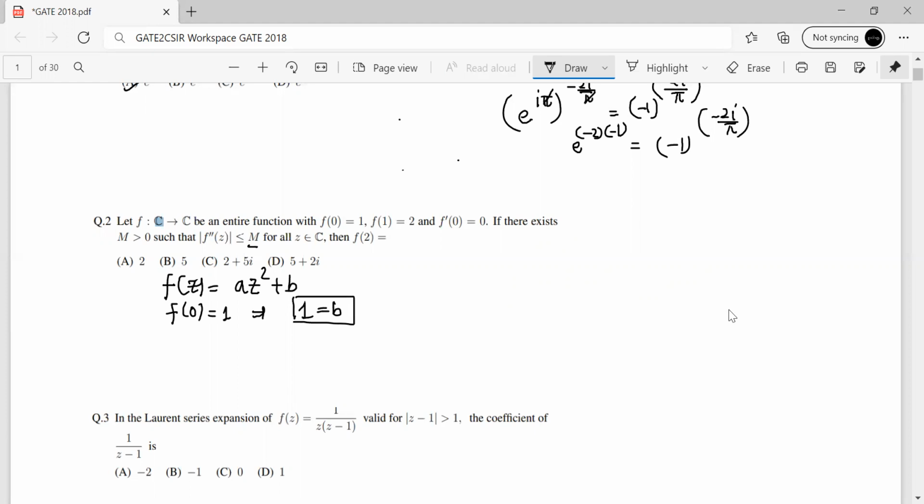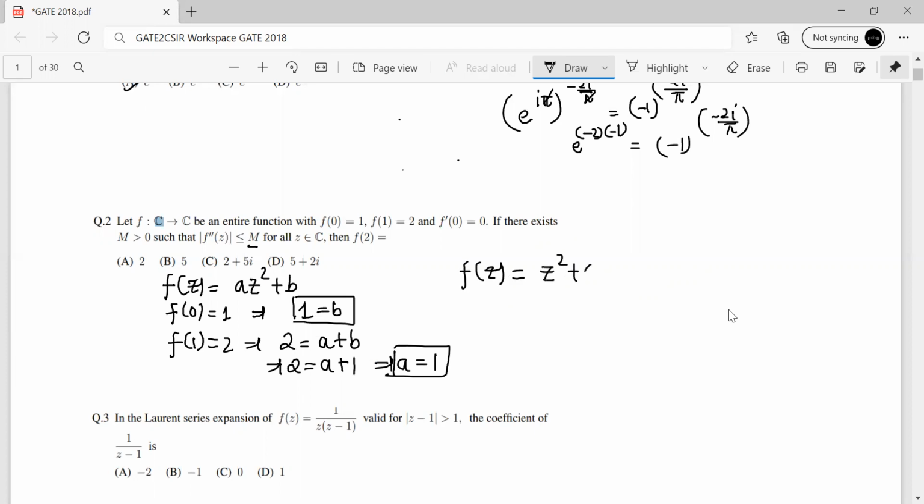And f'(0) is 0, so let us differentiate this. Oh wait, we have one more condition. If I apply f(1) equal to 2, that gives me 2 equal to a plus b. Also b is 1, so 2 equal to a plus 1. This implies a is again 1. So we see that we got our nice function f(z) equal to z square plus 1.